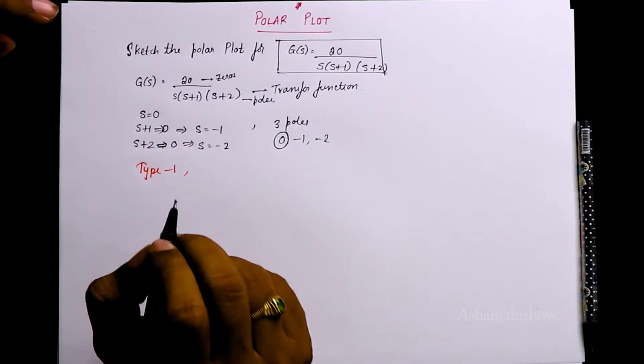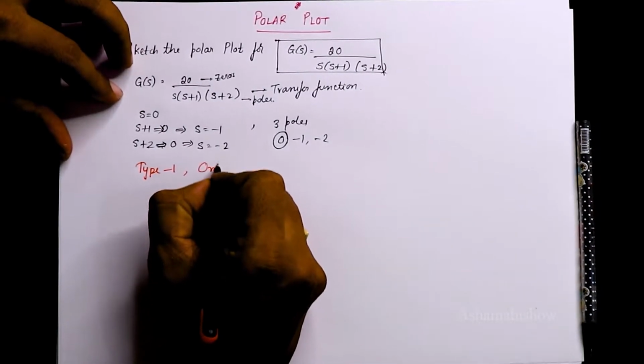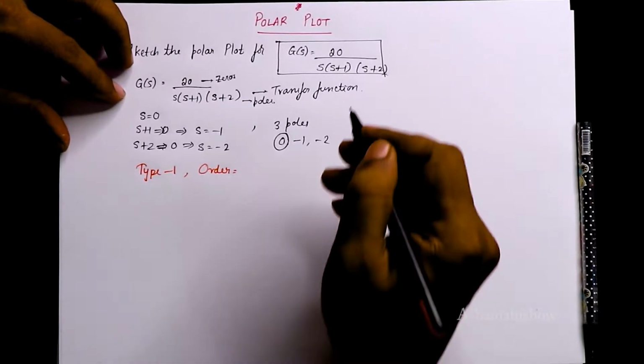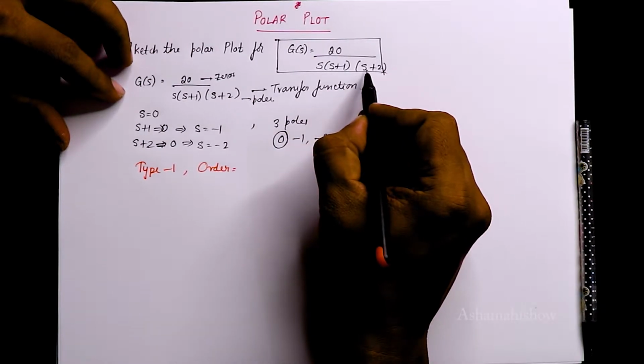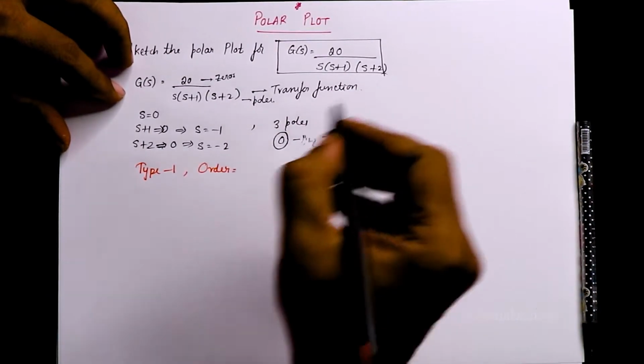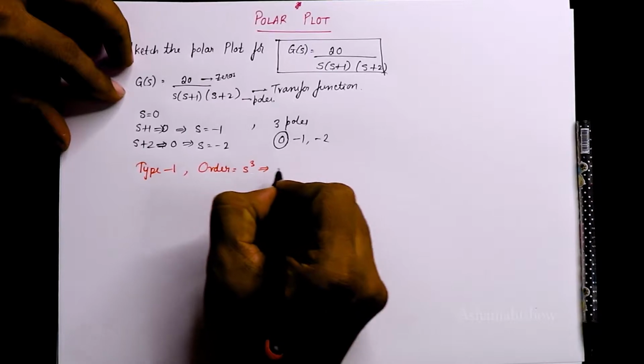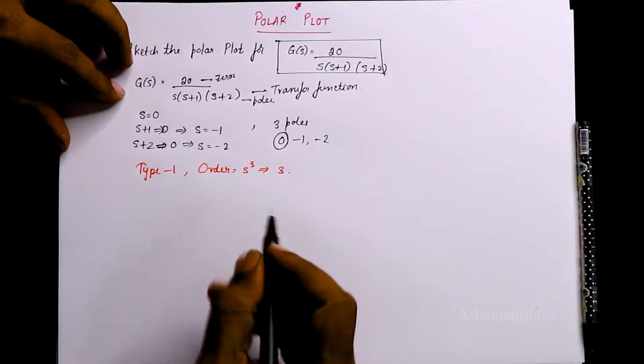Now we need to see what the order of the system is. The order comes from the highest degree of s. s into s into (s+1) into (s+2), so definitely it is s cubed. So your order is 3. So this is a type 1 and order 3 system.